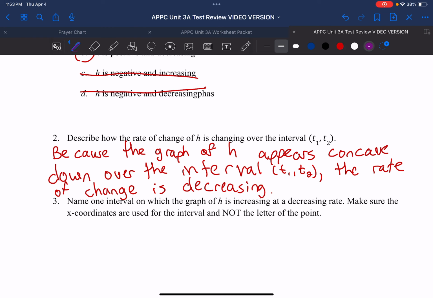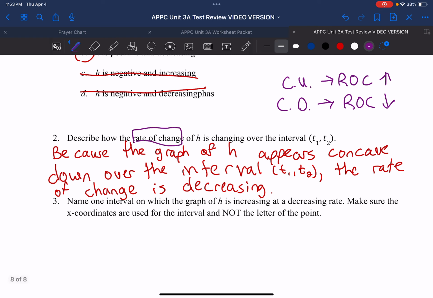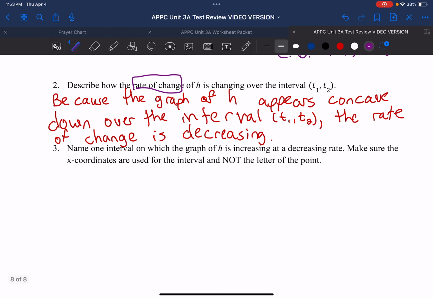Okay, and just a quick vocab review, concave up means the rate of change goes up, it increases. Concave down means the rate of change decreases. That's what concavity is useful for. It tells me about the rate of change. So when you see rate of change, you know you're working with concavity. And same thing here. You see that this is talking about rate at some point. So part of it, at least, is talking about concavity.